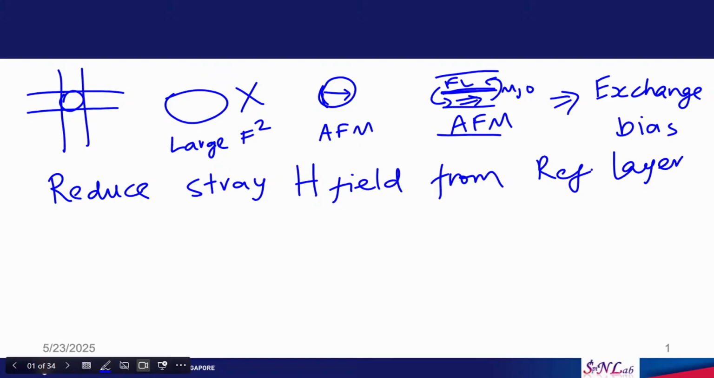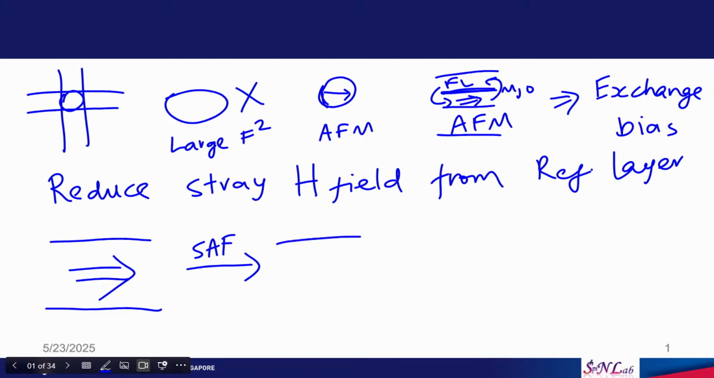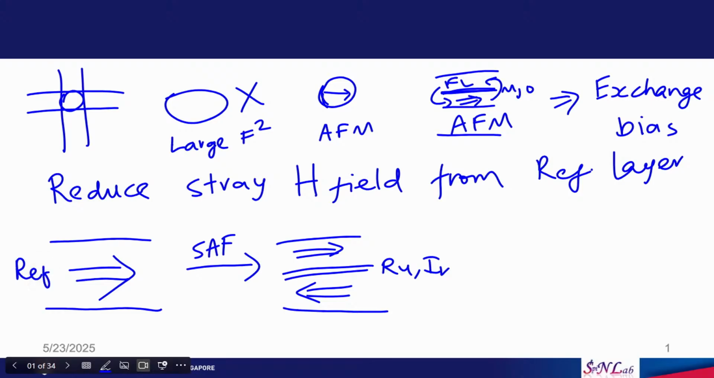Okay, so, for that purpose, instead of having one reference layer, we split this into a synthetic antiferromagnetic structure where by inserting a thin layer of ruthenium we can achieve a configuration like this. Okay. So, instead of one ferromagnetic layer, now let us say we have two ferromagnetic layers separated by ruthenium, we have anti-parallel coupling.